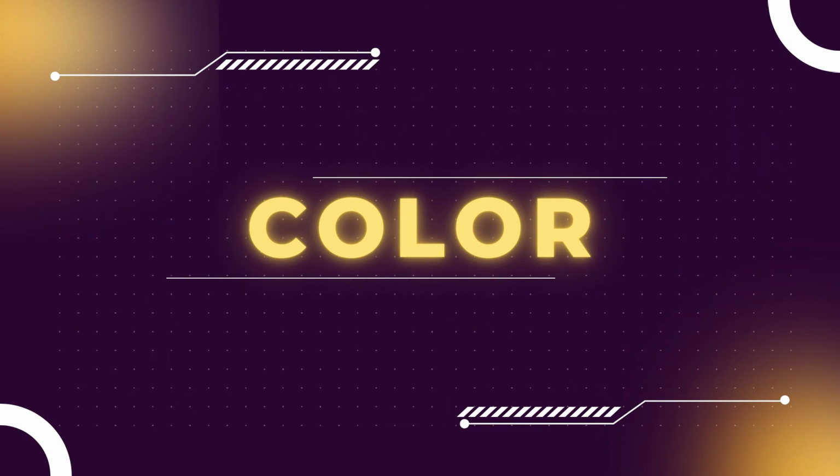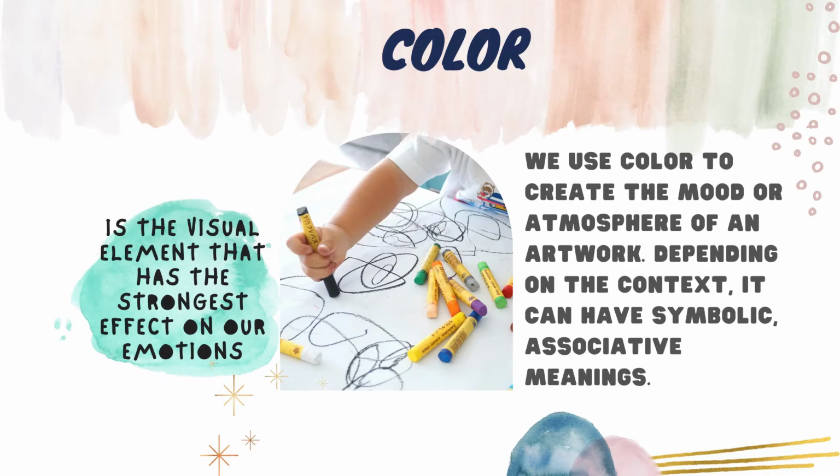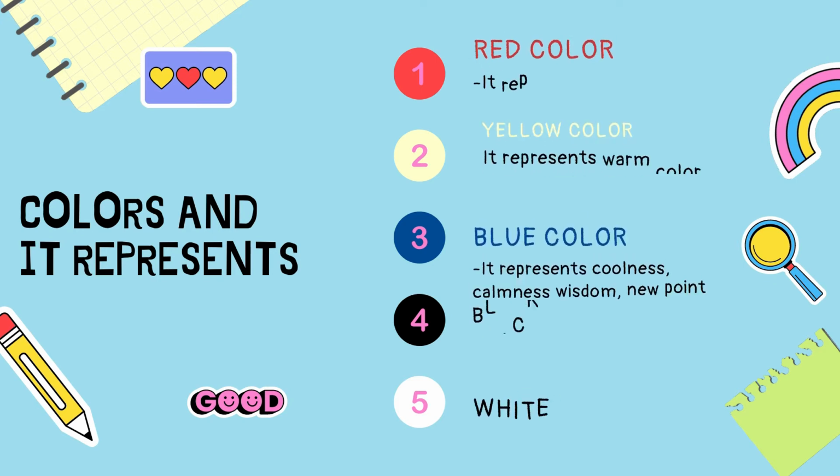We have color. Color is the visual element that has the strongest effect on our emotions. We use color to create the mood or atmosphere of an artwork. And depending on the context, it can have symbolic associative meanings. So color also has meanings that it is used to represent. Here are some of them.